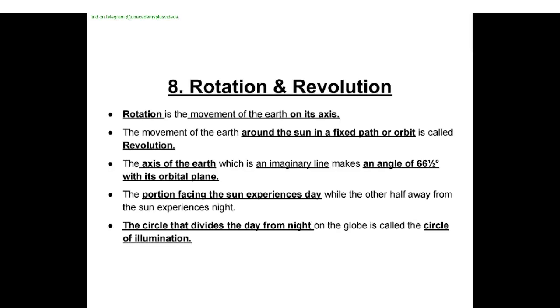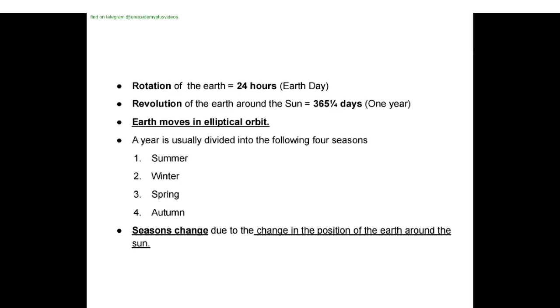Motions of the Earth: rotation and revolution. Rotation is the movement of the Earth on its axis. The movement of the Earth around the Sun in a fixed path or orbit is called revolution. The axis of the Earth, which is an imaginary line, makes an angle of 66 and a half degrees with its orbital plane. The portion facing the sun experiences day, while the other half away from the sun experiences night. The circle that divides day from night on the globe is called the circle of illumination.